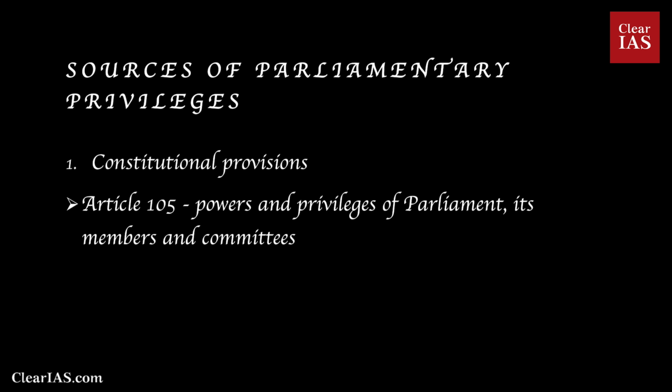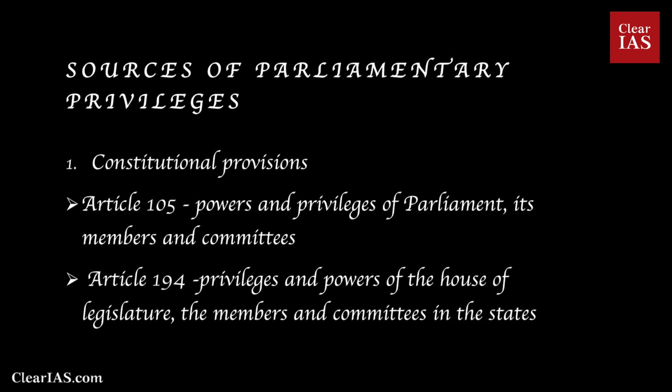Now, let's list out the sources of parliamentary privileges. The 5 sources of parliamentary privileges are: 1. Constitutional provisions. Article 105 pertains to the powers and privileges of Parliament, its members and committees, while Article 194 protects the privileges and powers of the houses of legislature, their members and committees in the states. They state that the privileges until so defined shall be those of the House of Commons, that is, the lower house of the United Kingdom.